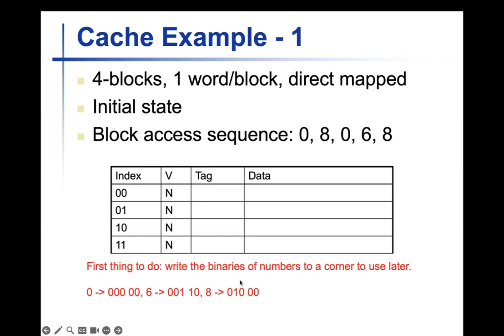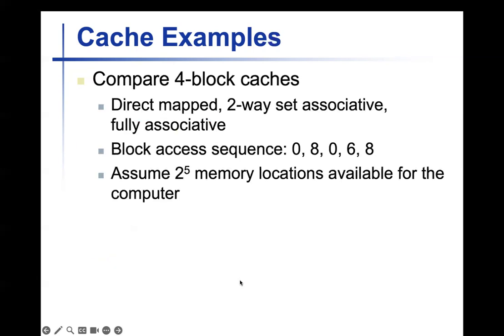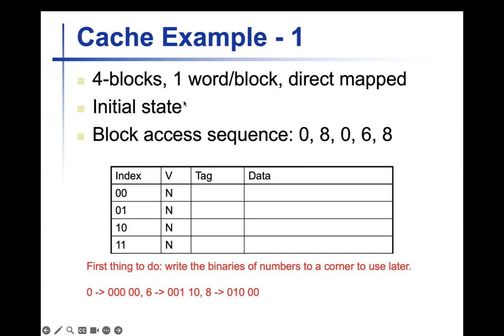Okay, so why do I have spaces in between these zeros and ones? The reason for that is, if you remember, I have 2 to the 5 memory locations. That means my addresses will be 5 bits. And when I look at this given specific example, I have 4 different blocks available for me to index. So the indexes that we write are the last 2 bits of the memory address.